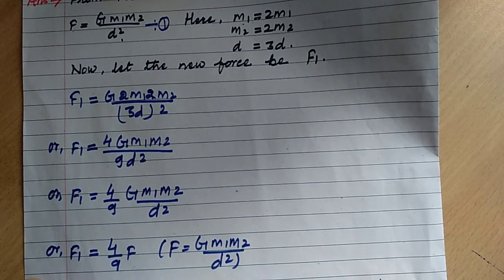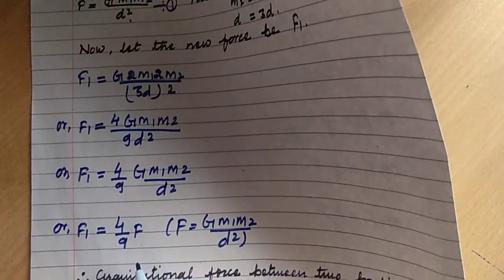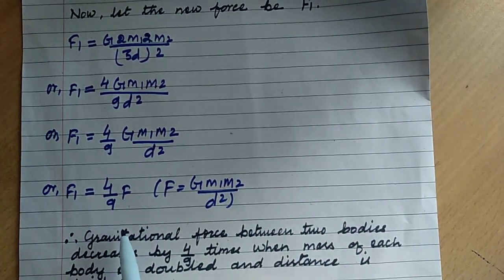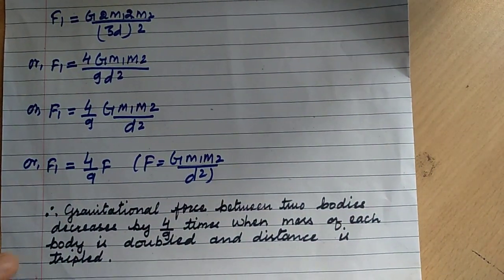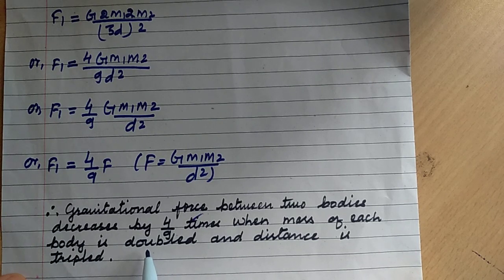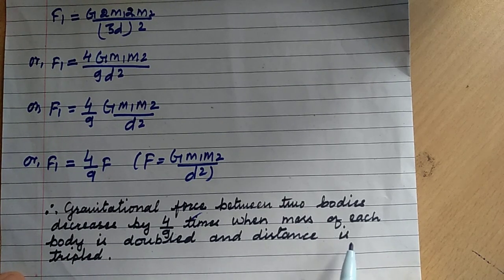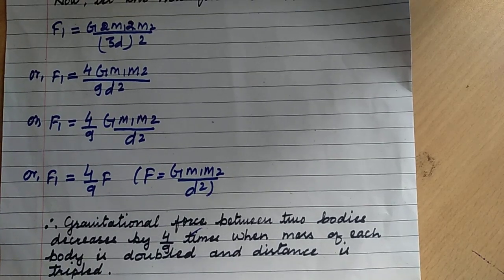So the new force is equal to 4 by 9 of the initial force, which means it decreases, because the denominator is bigger. Now you can write the answer this way: gravitational force between two bodies decreases to 4 by 9 when mass of each body is doubled and distance is tripled. Distance between their centers is tripled. So this is the answer you can write.